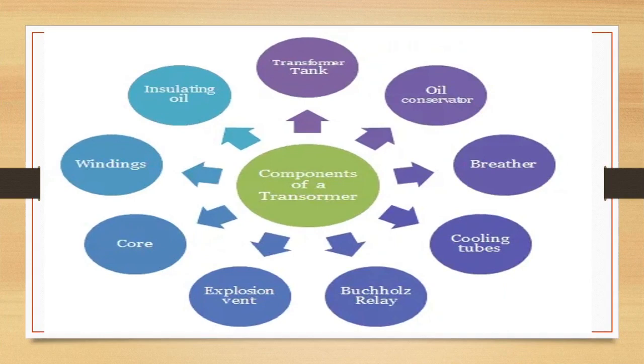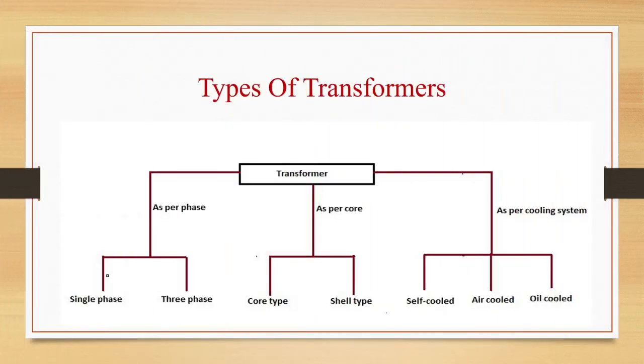So the various components of a transformer are core, windings, insulating oil, and transformer tank. Inside this transformer tank, this setup will be put. Then oil conservator, breather, cooling tubes, Buchholz relay, and explosion vent.